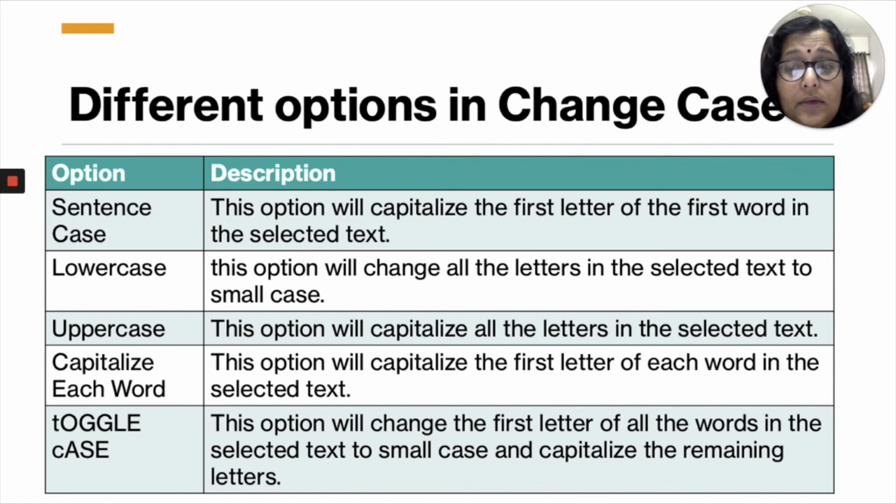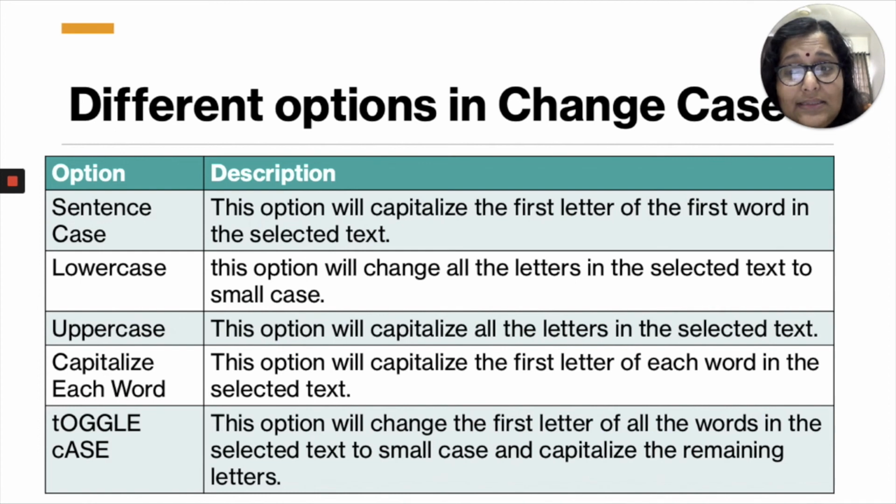Capitalize each word. Look at the capitalize each word heading. Can you see the capitalize? C is capital, E is capital, and W is capital. Just like that. If you're selecting this option for changing the case, in all the words, the first alphabet will be a capital letter.